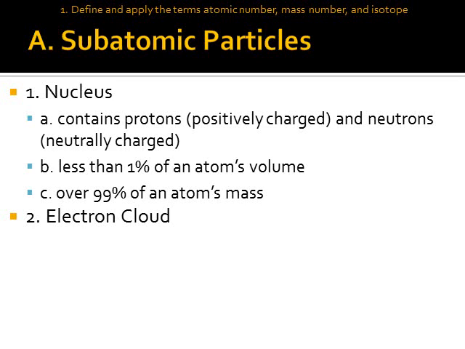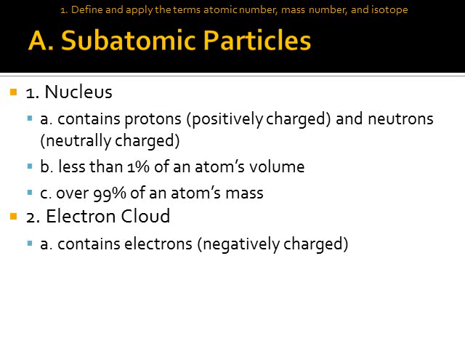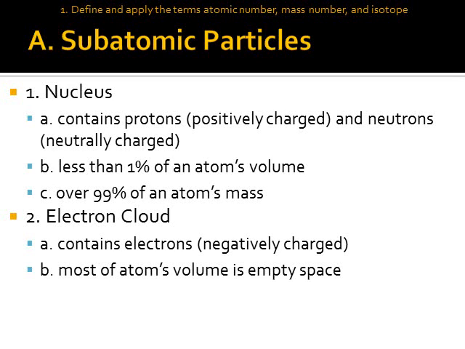The other part of an atom is the electron cloud. This is where we would find electrons, which are negatively charged. Most of the atom's volume is this electron cloud, which is actually empty space. The electrons simply move through that empty space.